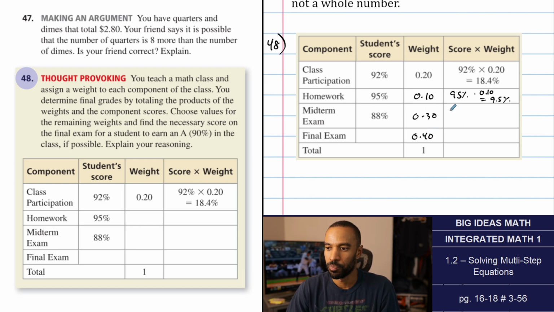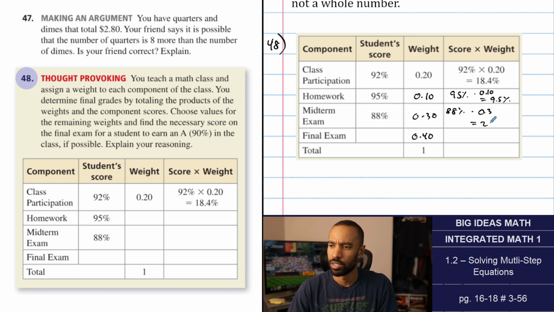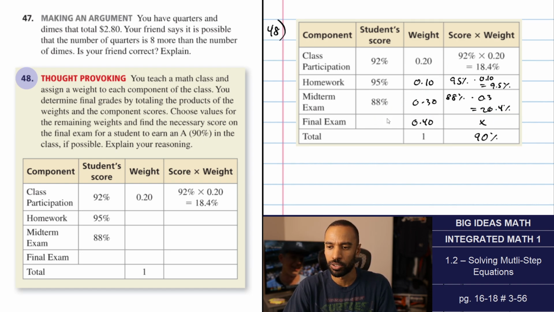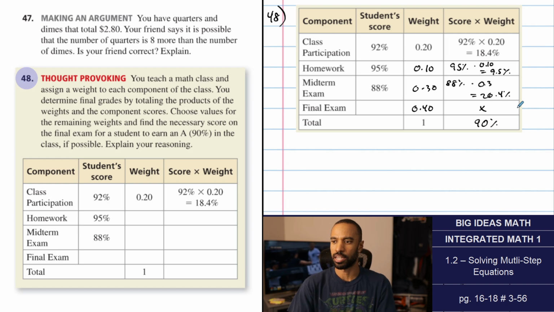Now, we're going to do 88% times 30% of the 88%, and that's going to be 26.4%, I believe. So we want to at least get 90% in the class, okay? This is our unknown right here. We need to figure out what this final exam is going to be. I guess we kind of have two unknowns. We need to figure out what our final exam is for this to add up to 90% with this.